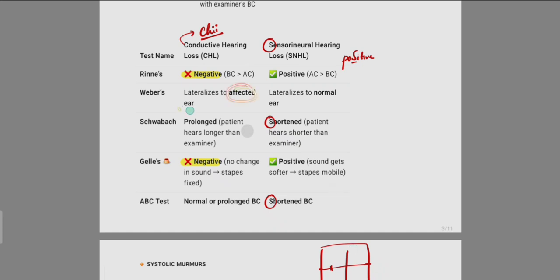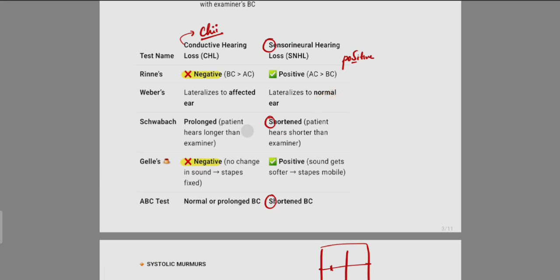We know why it is lateralizing to the affected ear, because there is no conductive hearing loss. We have muted it, so obviously it will be heard better in the affected ear, right? You only have bone conduction over there. There is no air conduction. The outer noise you have shut. So that is why here it is lateralizing to the affected ear. Here the problem is only bone conduction. The nerve is affected here, right? So you will not hear it in the affected ear, so it will get lateralized to the normal ear.